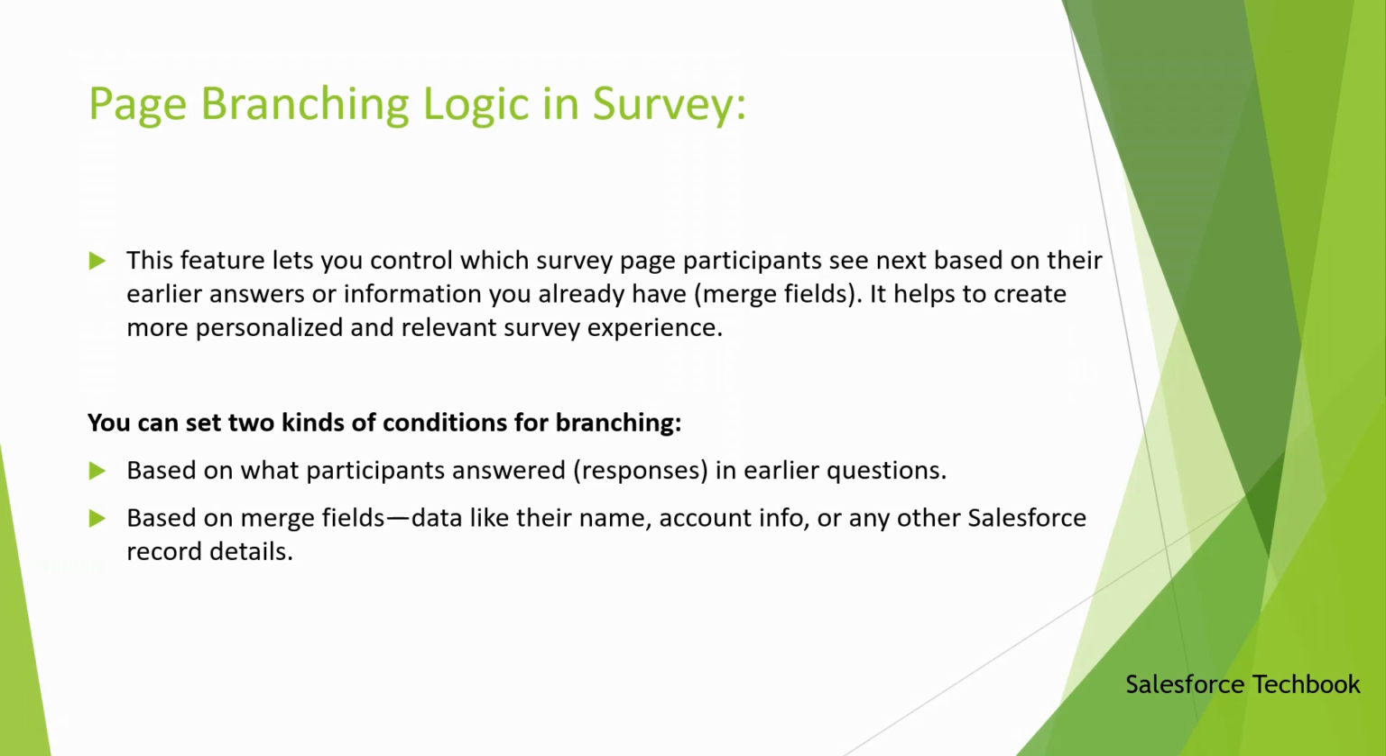For example, if a participant selects yes to needing support, they could be sent to a page asking about their issue. But if they say no, they could skip ahead to the thank you page. Similarly, if the survey recognizes the participant as a premium customer through a merge field, you might ask them for feedback on exclusive features. So, with branching logic, you can create smart surveys that adapt to each customer.